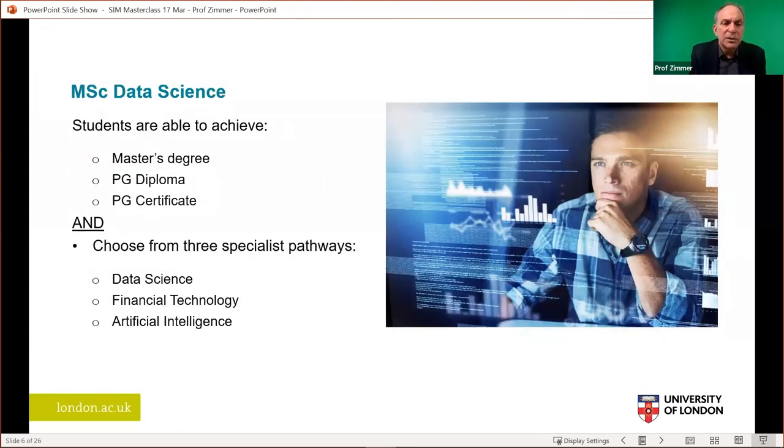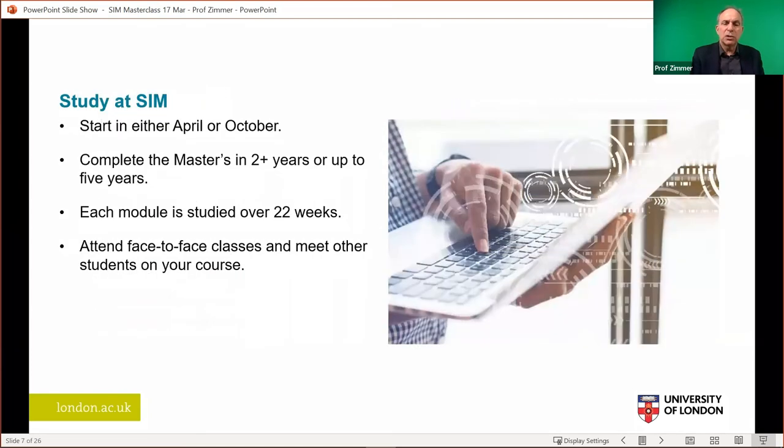Okay, so there's three ways. There's kind of a 2x2 matrix here, so there's sort of 9 things going on. You can either do a PG certificate, a PG diploma, or a master's degree, and they're different lengths of time. And you can do them in straight data science, or data science with financial technologies, which is the kind of thing I've been talking about today, or data science with a specialism in artificial intelligence. So the PG cert is the smallest of the three, then the diploma, then the master's. We'll talk about that in more detail in a minute.